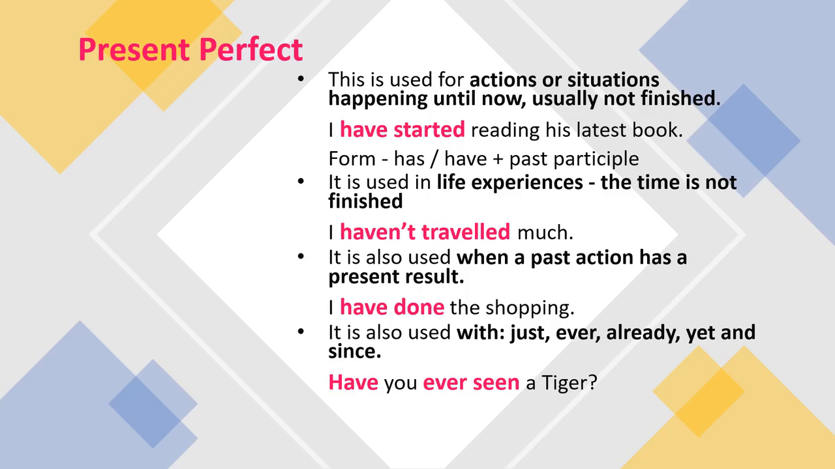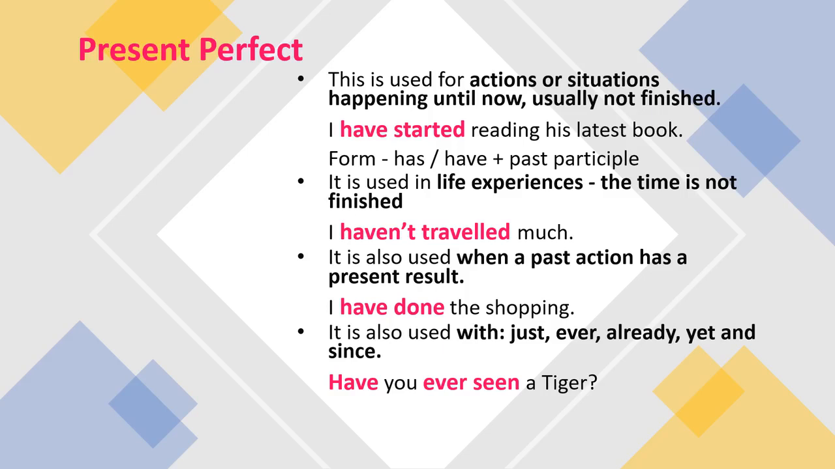The form is, it could be either has or have plus past participle. It is also used in life experiences, that is, the time is not finished, like your life is not over. So you could say, I haven't traveled much, and that is in your life until now, but maybe in the future you will travel more. So for life experiences, you use the present perfect.